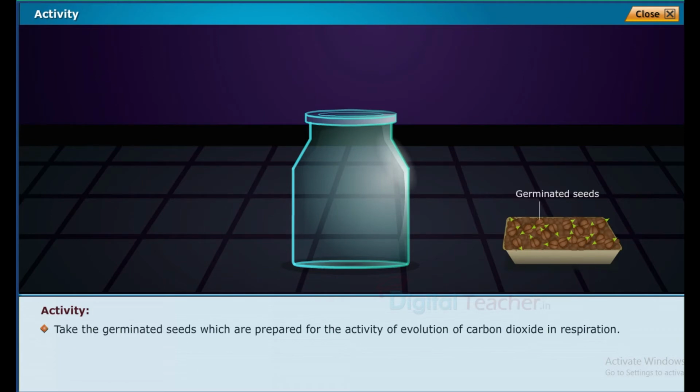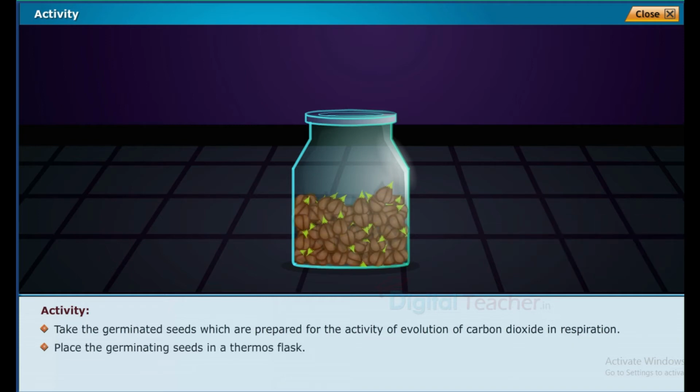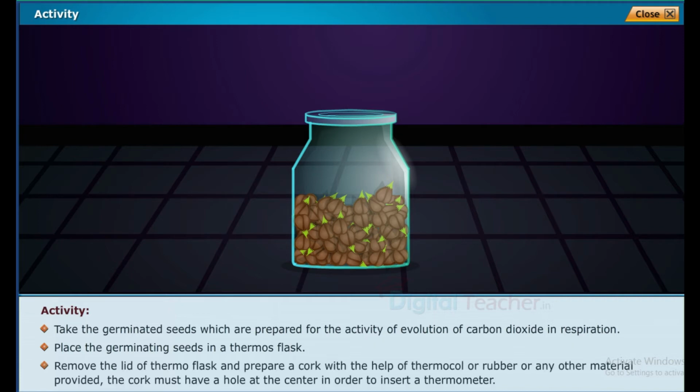Take the germinated seeds, which are prepared for the activity of evolution of carbon dioxide in respiration. Place the germinating seeds in a thermoflask. Remove the lid of the thermoflask and prepare a cork with the help of thermocol or rubber or any other material provided. The cork must have a hole at the center in order to insert a thermometer.